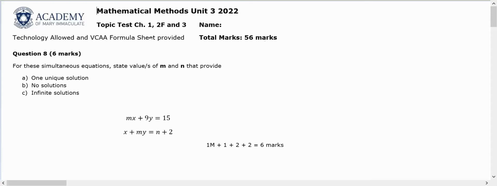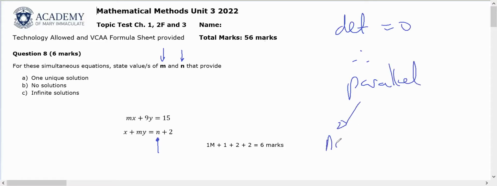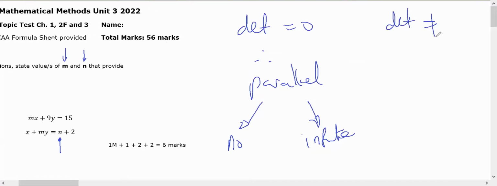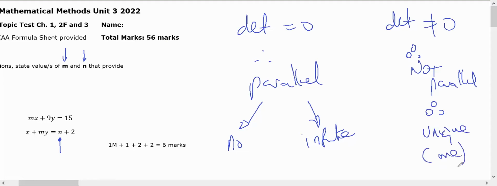Okay, question number 8 is a simultaneous equation question, and we're looking for answers for m and n. Just to recap, if the determinant equals 0, therefore parallel, so that could be no solutions or it could be infinite. If the determinant doesn't equal 0, therefore not parallel, therefore unique. And unique is another way of saying one solution.